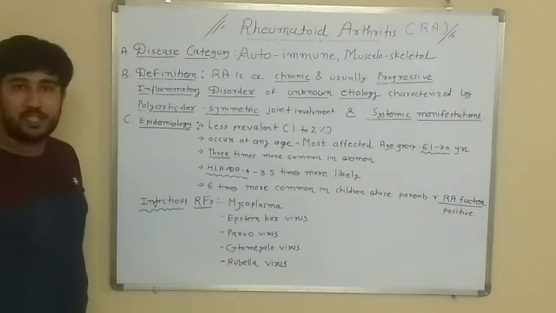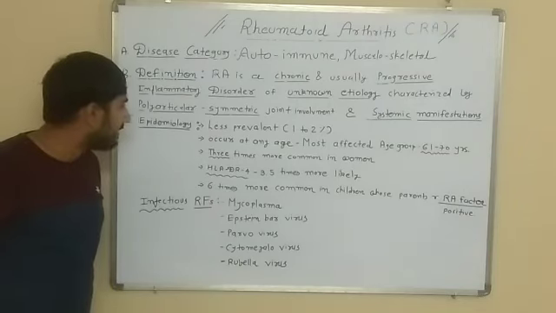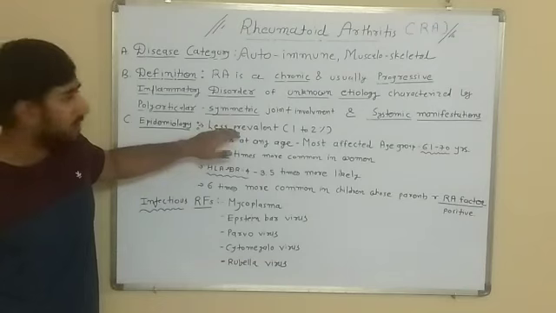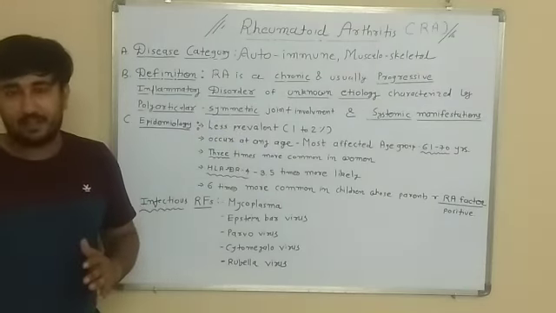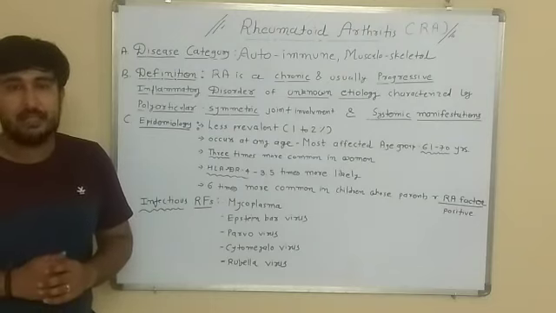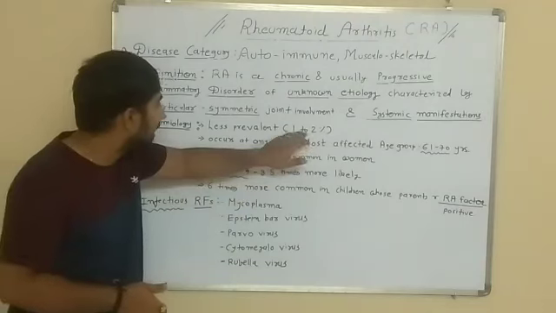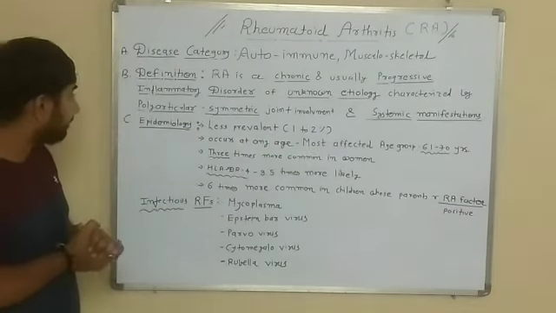Then the third point we're going to understand is epidemiology. First, it is less prevalent. If we see the prevalence worldwide, it is not a very common disease condition like hypertension, diabetes or other cardiac conditions. Prevalence is about 1 to 2% overall.